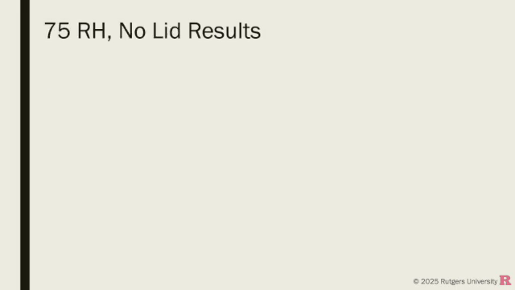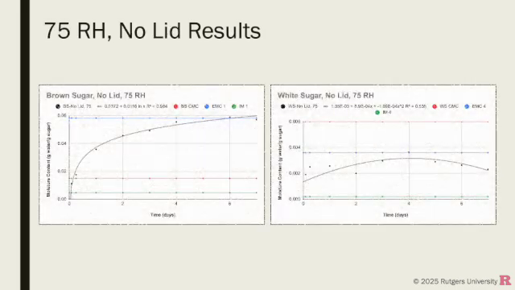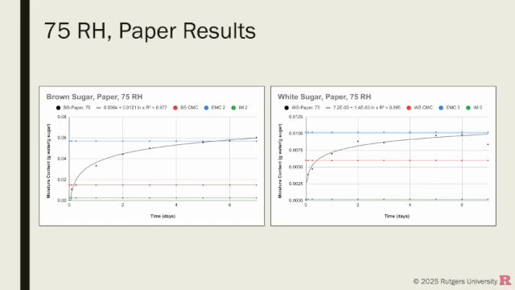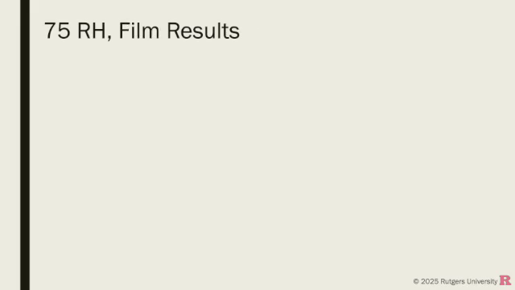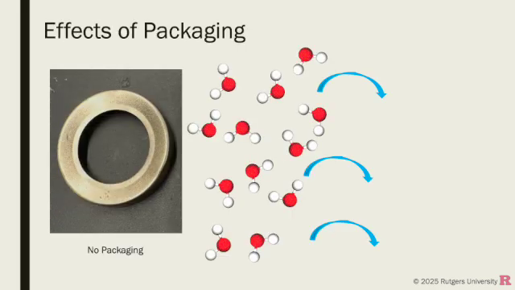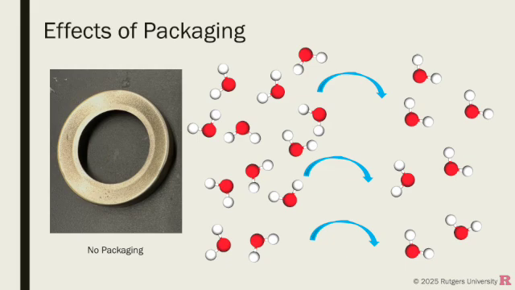The samples in the 75% relative humidity environment follow a similar pattern. The no-lid and paper samples quickly reached their critical moisture contents, while the film samples took much longer or never reached the critical moisture content. Now let's see why this is. Each sugar sample, depending on the type of packaging barrier, reaches the critical moisture content, CMC, and subsequently the equilibrium moisture content, EMC, at different rates.